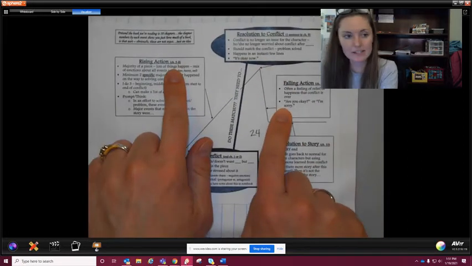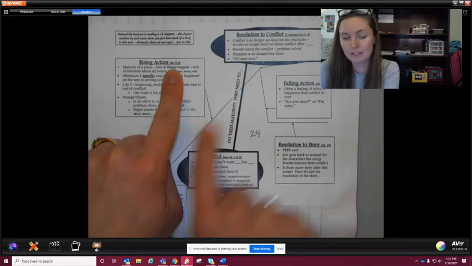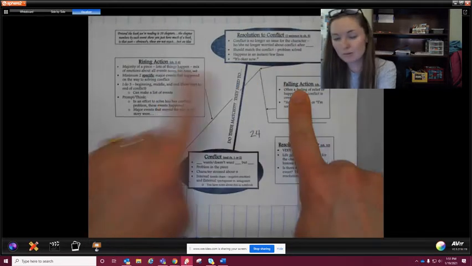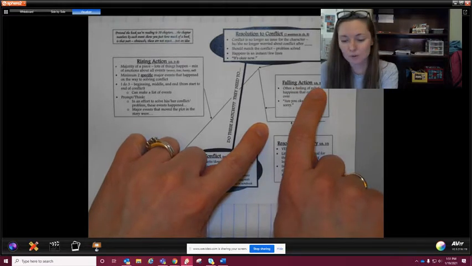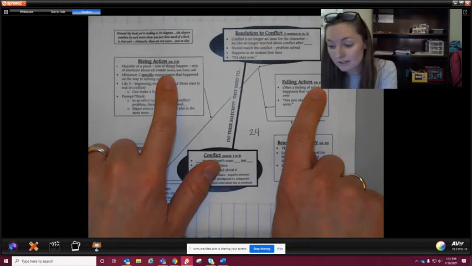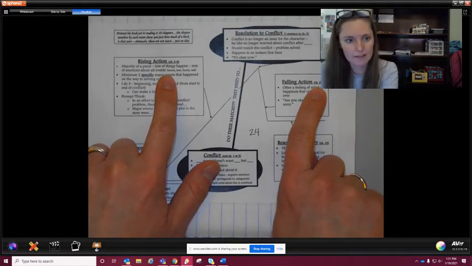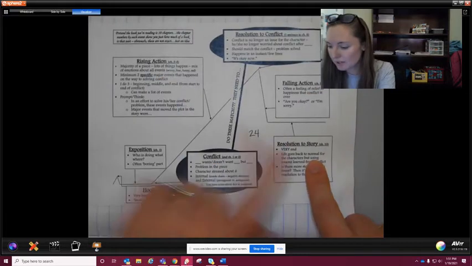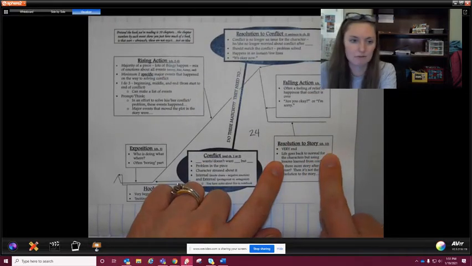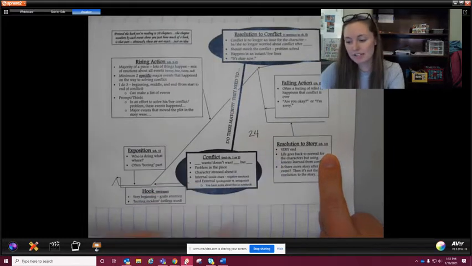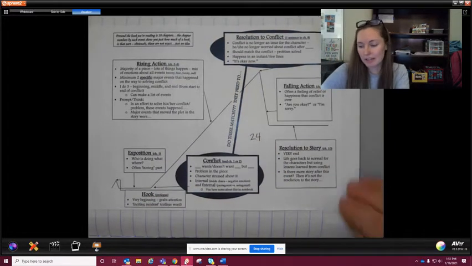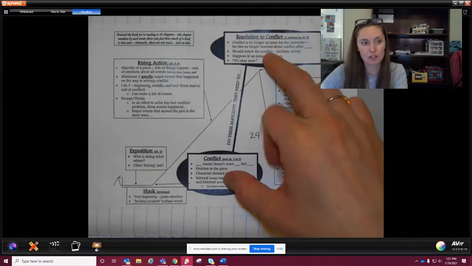Take note: rising action, riding a bike up a hill, takes a long time. Falling action, riding a bike down a hill, does not take very long. This is only one chapter, where the rising action is 6 total. Then the resolution of the story is chapter 10. What happens at the very end? All right, so just take note of that. But again, the conflict and the resolution should match.